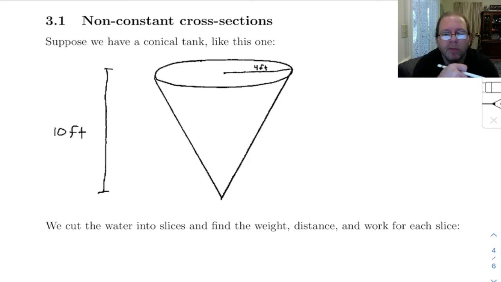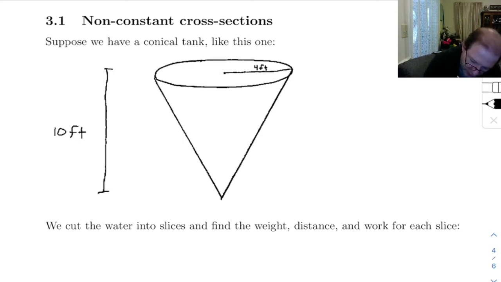The next water pumping problems we're going to look at involve tanks where the cross section is not always the same size. The first example I want to do is a conical tank. Its radius is 4 feet and its height is 10 feet. We want to come up with the amount of work required to pump all the water out.